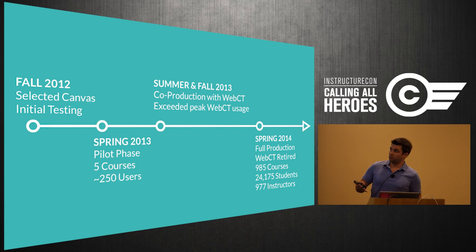And during that time, we exceeded our peak WebCT usage. We had more courses in Canvas than we'd ever had in WebCT before. So yeah, we blew away our WebCT usage within the first couple terms, and we weren't even in full production yet. The last term, spring 2014, just ended in April. That was our full production term. WebCT was retired, shut off. We had just over 24,000 students, just under 1,000 courses, and just under 1,000 instructors on it.